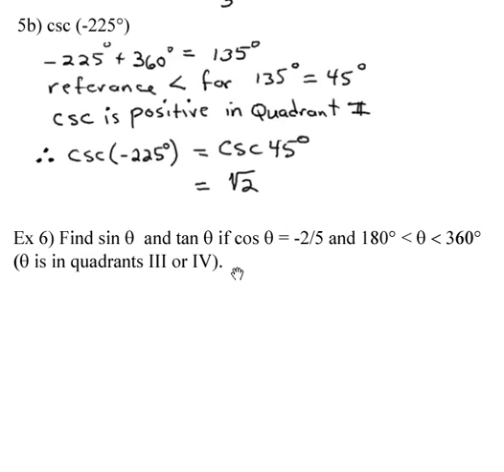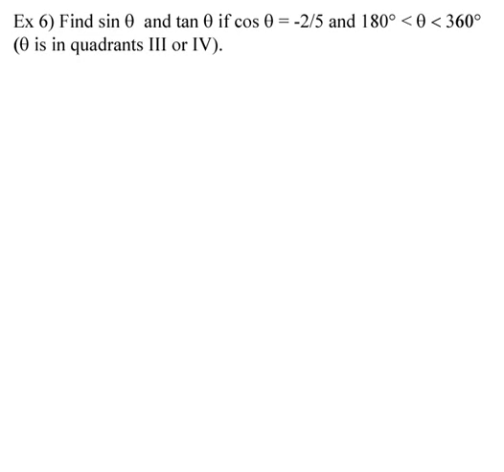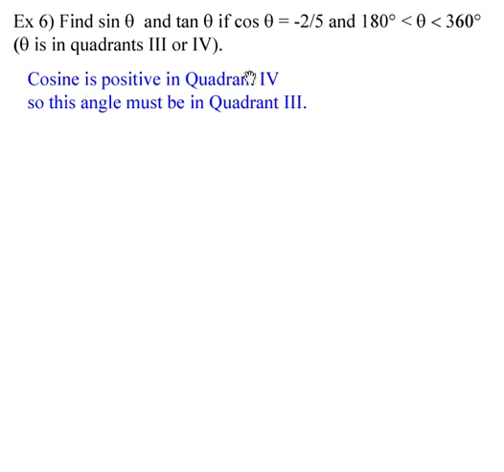All right, now we're going to get a little bit more tricky. We want to find sine and tangent of theta. And our hint is the cosine of theta is negative 2/5. And my angle theta is somewhere greater than 180 and less than 360. Now, we've got to play a little detective here. Greater than 180, less than 360 means we're in quadrant 3 or quadrant 4. Where is cosine going to be negative? Well, cosine is positive in quadrant 4, but since here cosine is a negative answer, cosine is negative in quadrant 3.